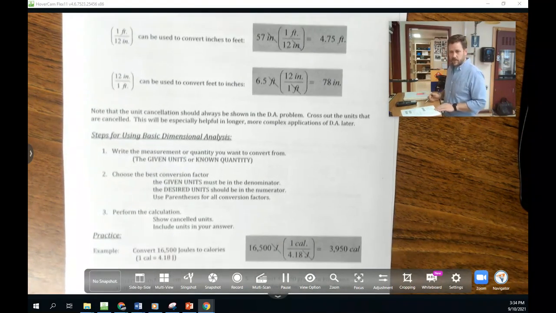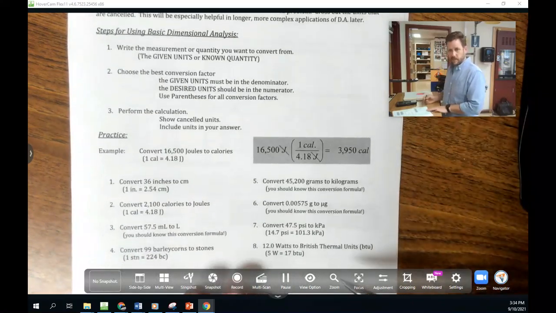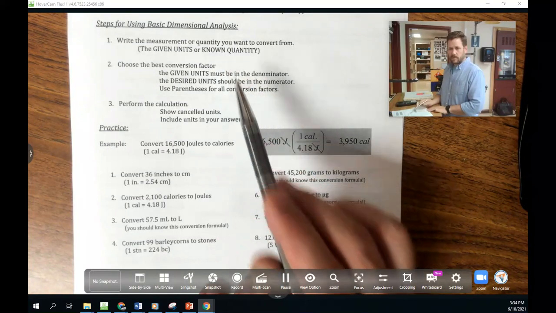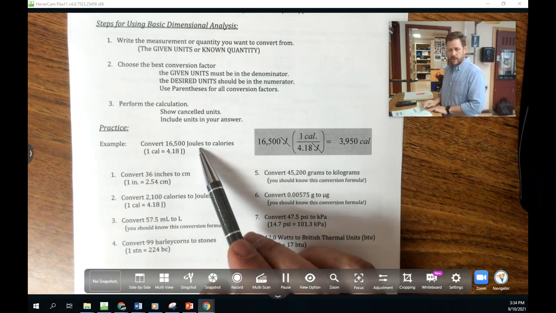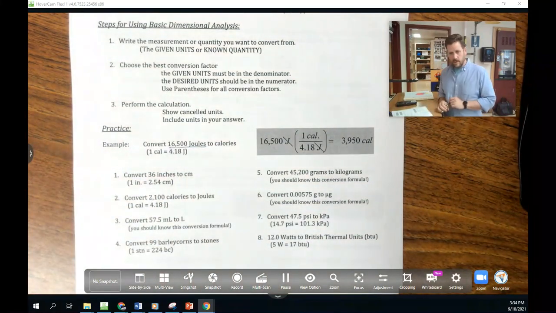So the steps we're always going to follow are written out here, and then we'll do a couple of practice problems. First of all, write down the measurement or quantity you want to convert from. So for instance, 16,500 joules to calories, we'd start by writing down what we'll call the given units, or the known quantity.